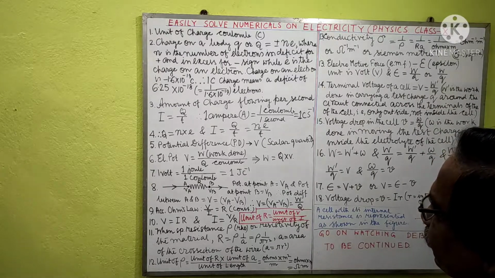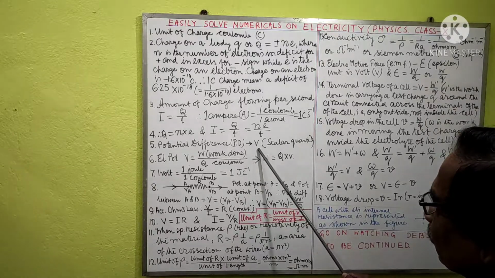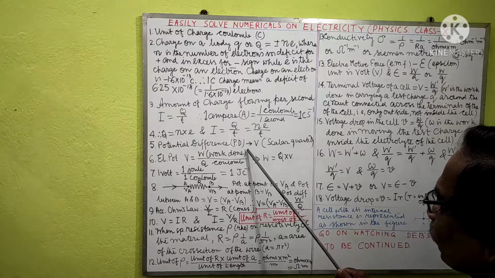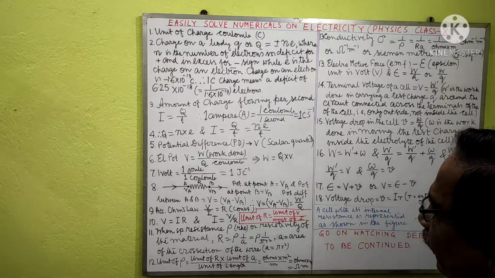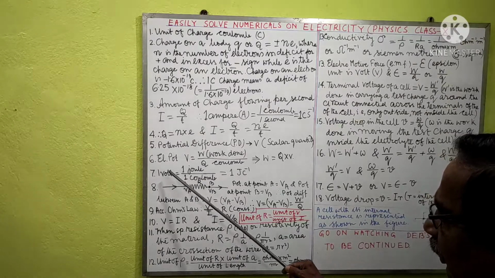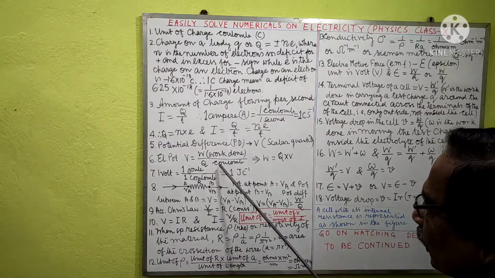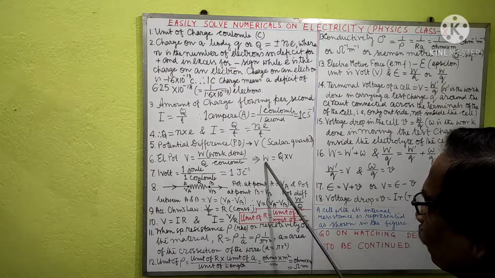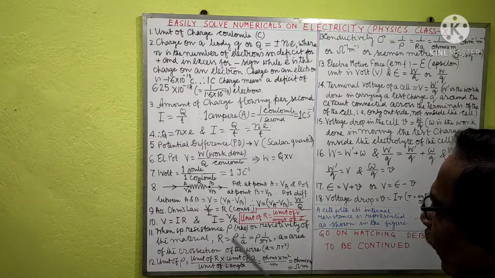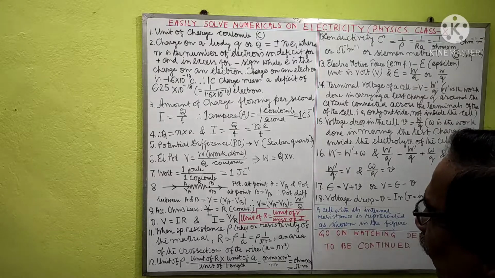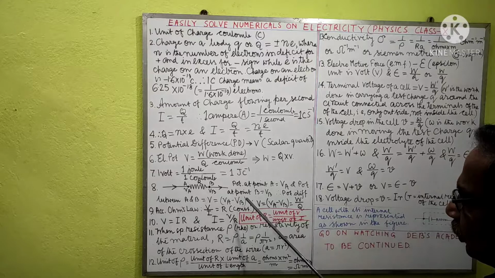And potential difference, PD, equal to volt. The unit of potential difference is volt. It is a scalar quantity, and electric potential, that is V equal to W by Q, where W is work done and Q is charge in coulomb. W equal to V into Q, that is 1 volt equal to 1 joule by 1 coulomb, that is 1 joule per coulomb.